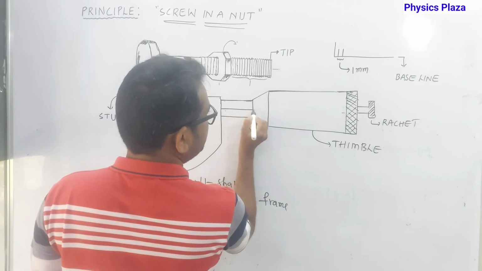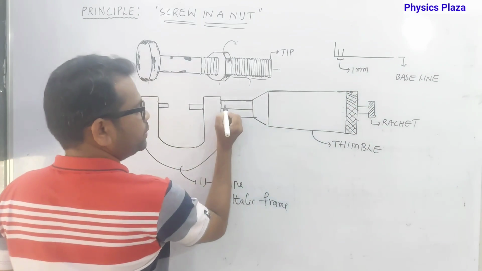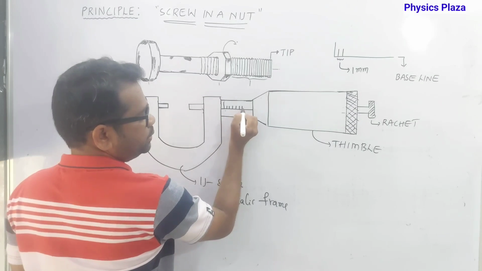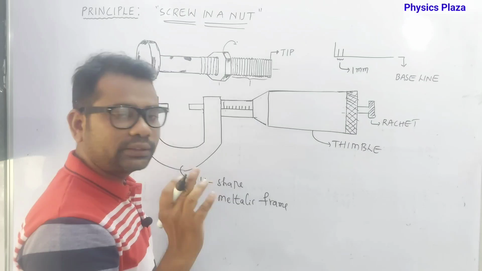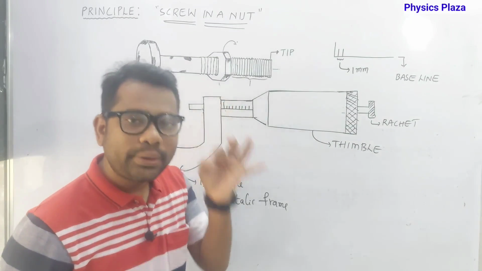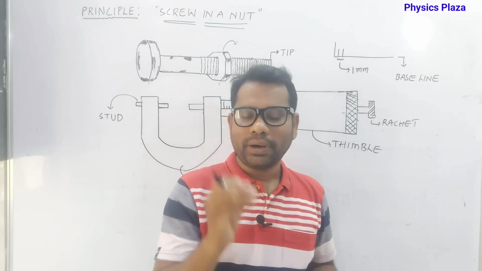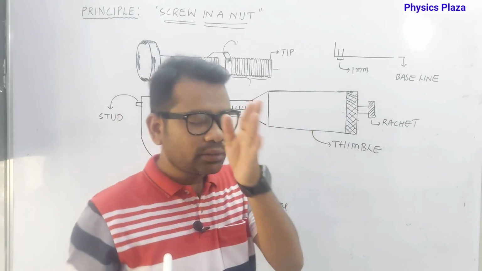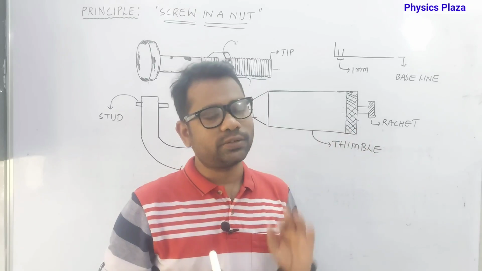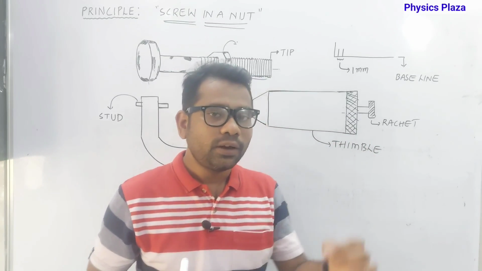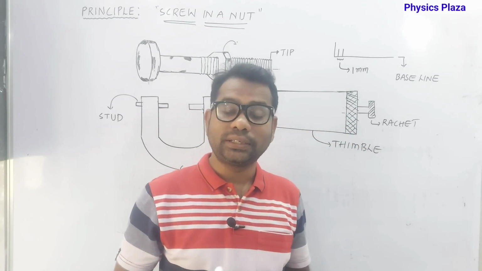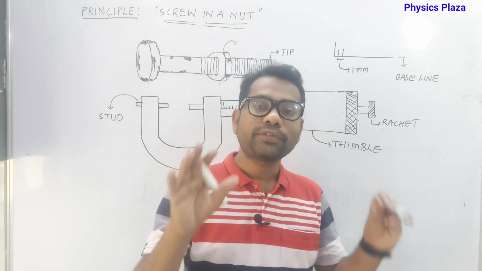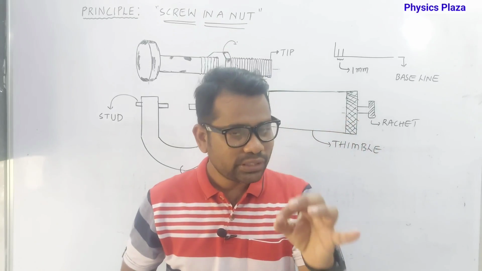As I told you, this is a baseline on which divisions are made so that it serves as a scale. This scale we are going to call the pitch scale or main scale. But here the question, children, is that as we rotate it, the screw advances in a forward direction. Okay, no problem. But what is the least measurement that we can take with the help of a screw gauge is very important. Children, this point is very important.